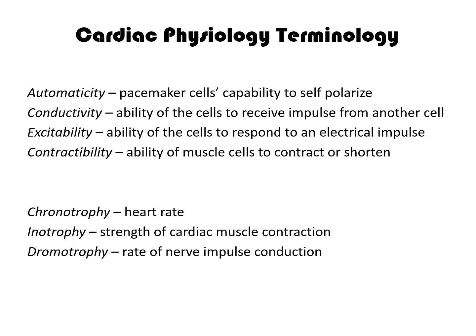There are also three terms to remember: chronotropy, which is heart rate; inotropy, which is the strength of cardiac muscle contraction; and dromotropy, which is the rate of nerve impulse conduction.